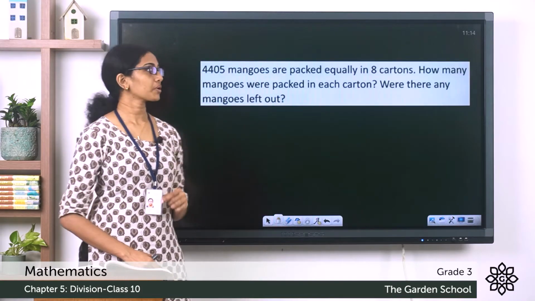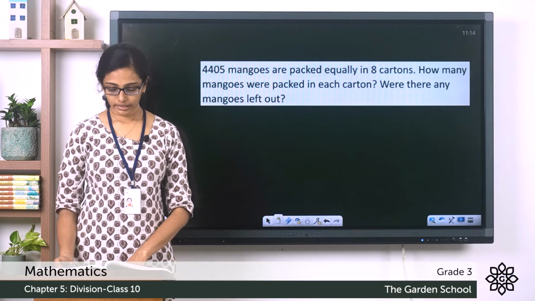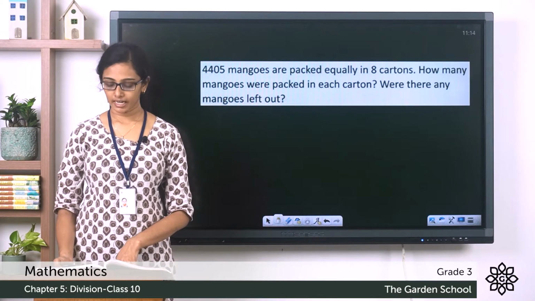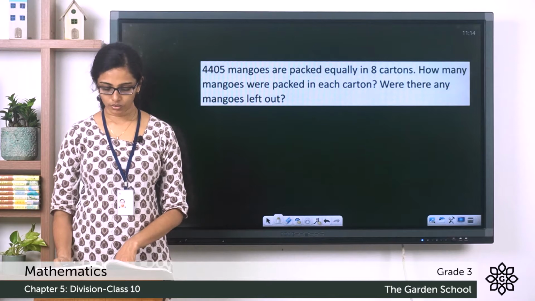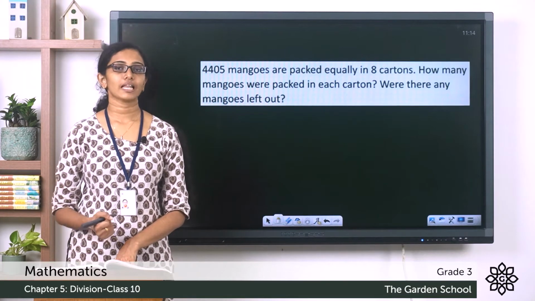Now let's see one more question. This is also from your textbook. 4,405 mangoes are packed equally in 8 cartons. How many mangoes were packed in each carton? Were there any mangoes left out?